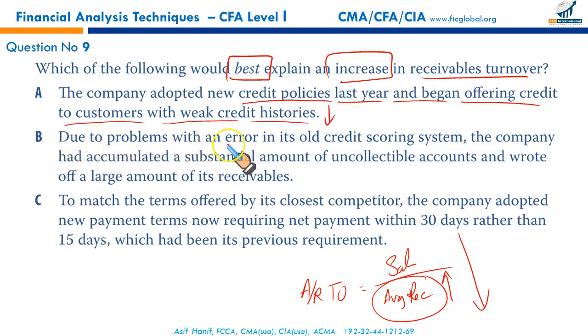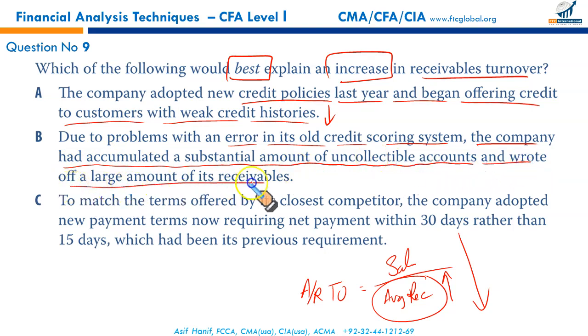B. Due to problems with an error in its old credit scoring system, the company had accumulated a substantial amount of uncollectible accounts and wrote off a large amount of receivables. Now look at this. Since you have written off your accounts receivable by debiting bad debt loss to the income statement and crediting the receivables, receivables will fall. When the denominator falls in a ratio, the overall ratio will improve, I will say increase. It will go up. So this is one of the reasons that if the denominator falls, your ATO will increase. It appears to be the correct option.